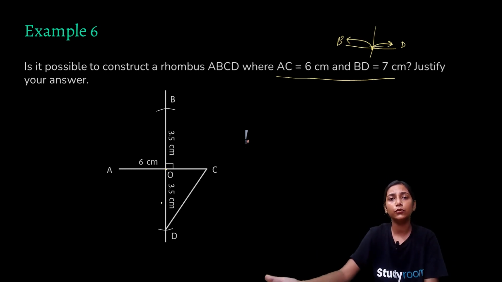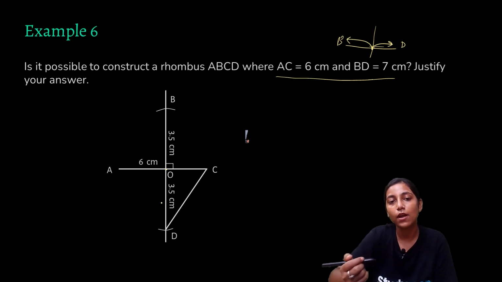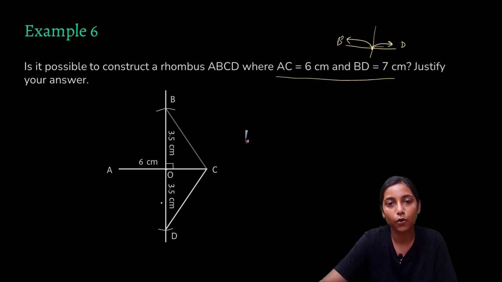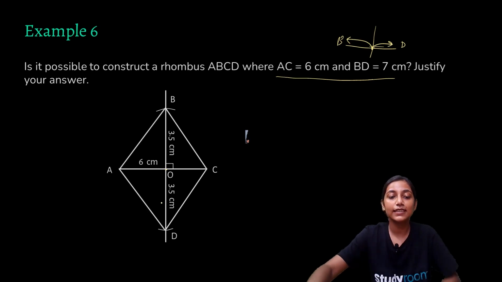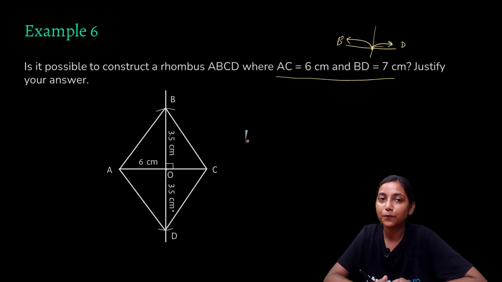Now what do we need to do? In order to complete this whole rhombus ABCD, we just need to join all the vertices A, B, and C and D. So you can see that this is the required rhombus ABCD.